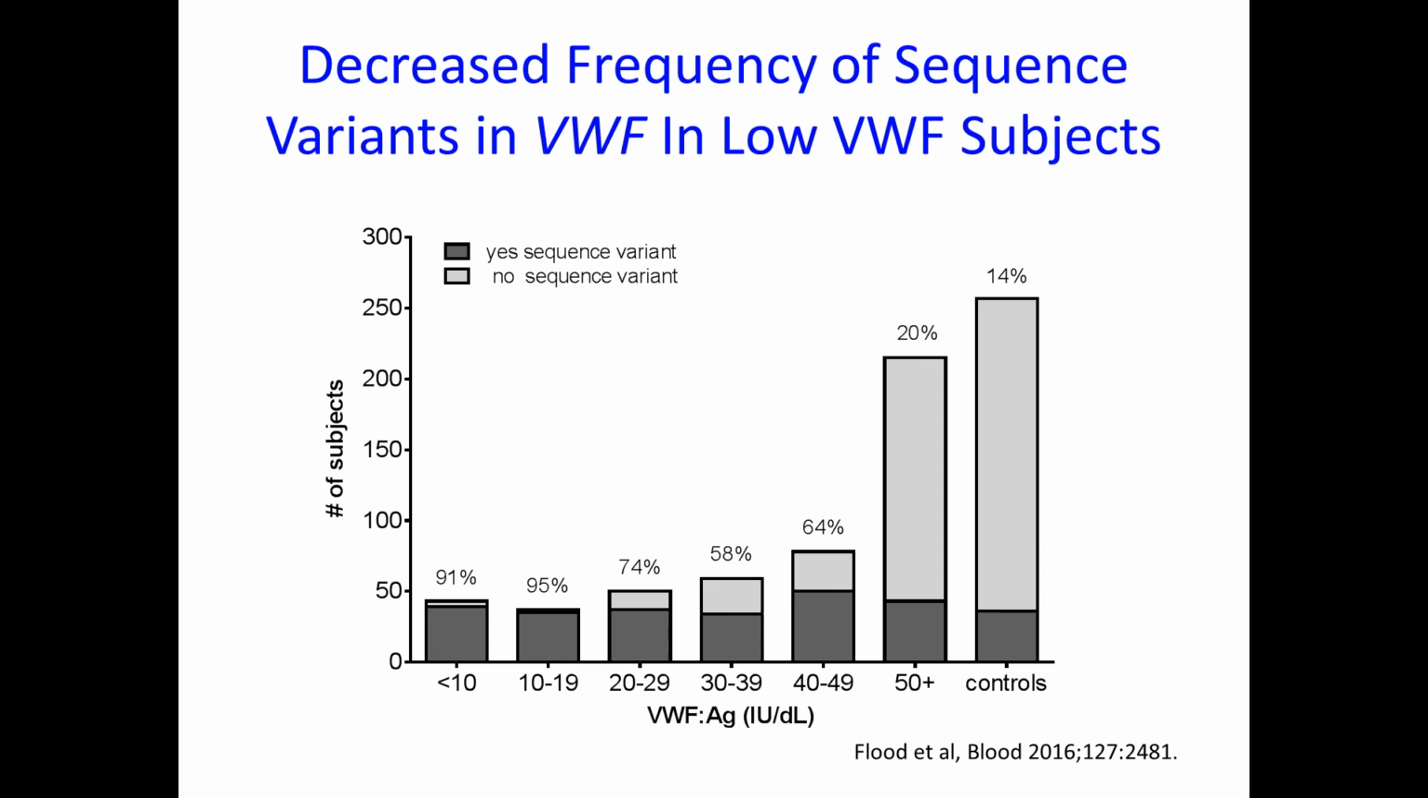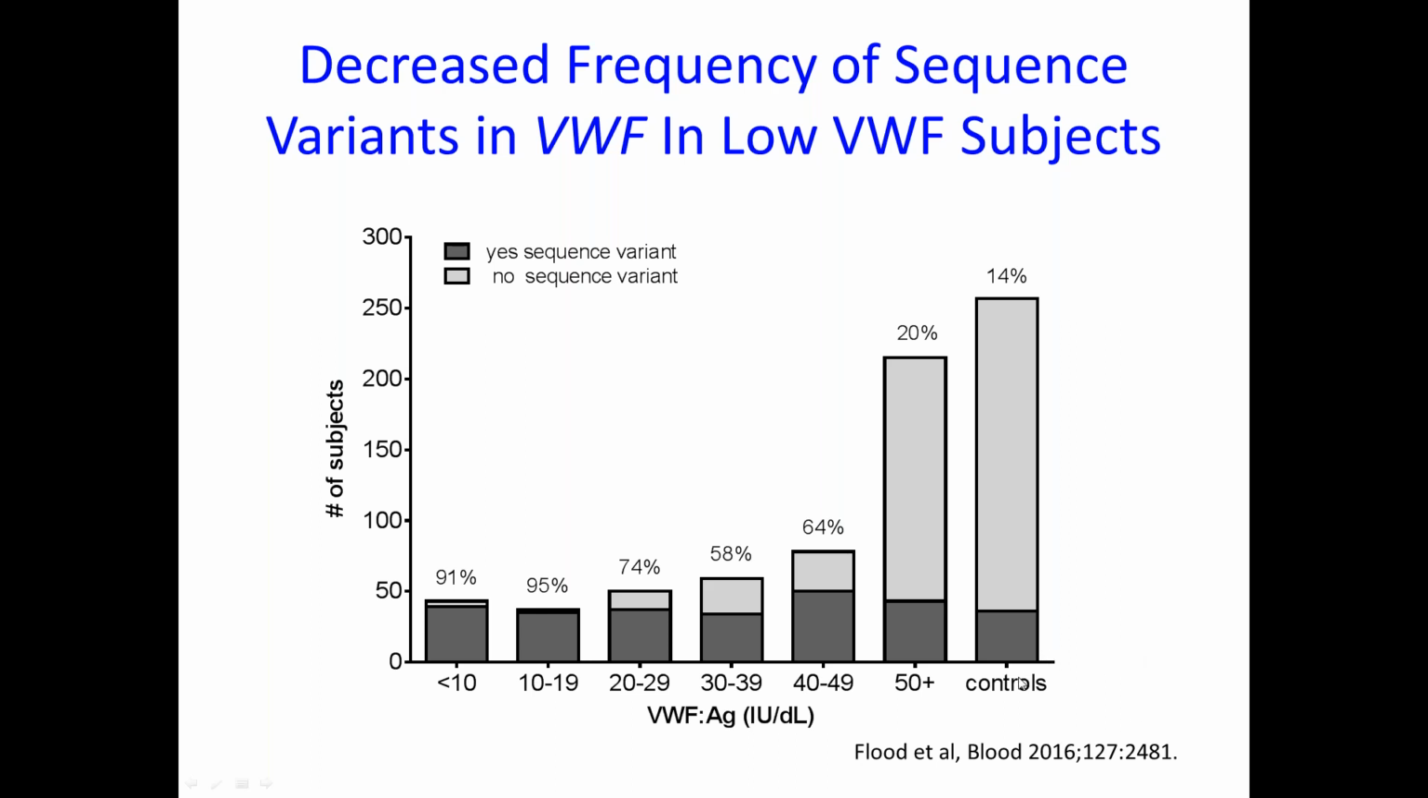In looking at the genetics, there was a decreased frequency of sequence variants in the low VWF subjects as compared to those with more severe type 1 von Willebrand disease. So this is the same groupings of VWF antigens for the type 1 and low VWF subjects. The dark gray is those with a sequence variant. The light gray is those who did not have a common or a rare sequence variant in their VWF.